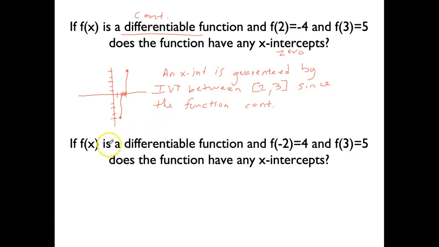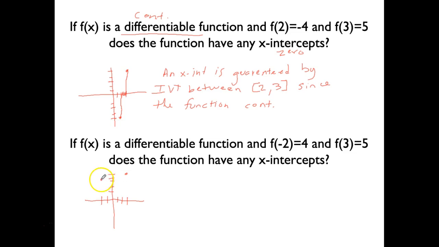And so, same idea here. If f of x is differentiable, and f of -2 equals 4 and f of 3 equals 5, does the function have to have an x-intercept? Well, let's think about that on a graph. F of -2 is 4. And f of 3 is 5. Does it have to have an x-intercept?